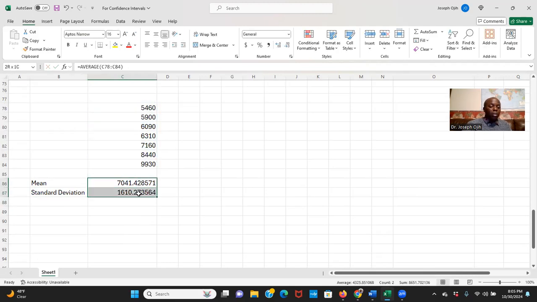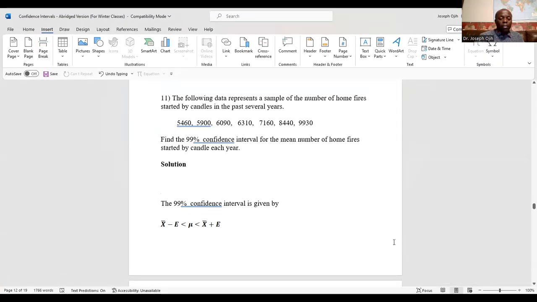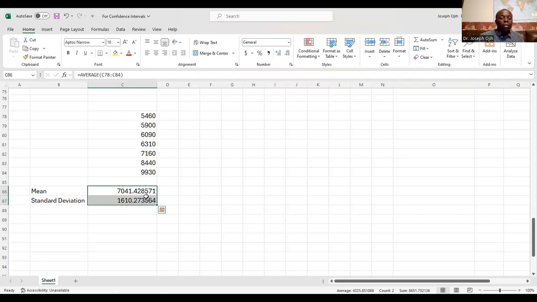Looking at our question, I want to make them 2 decimal places. That'll be better for us. So I'm going to highlight this, 2 decimal places. Good enough. So that's the mean and standard deviation.